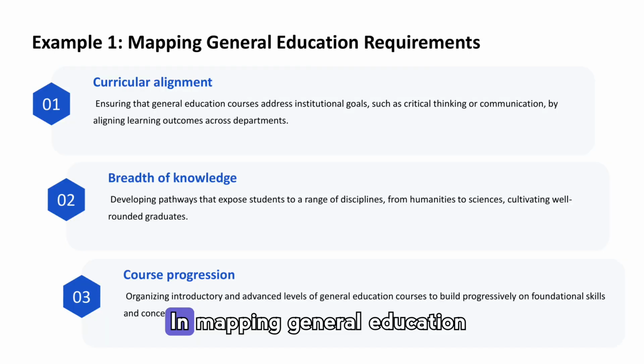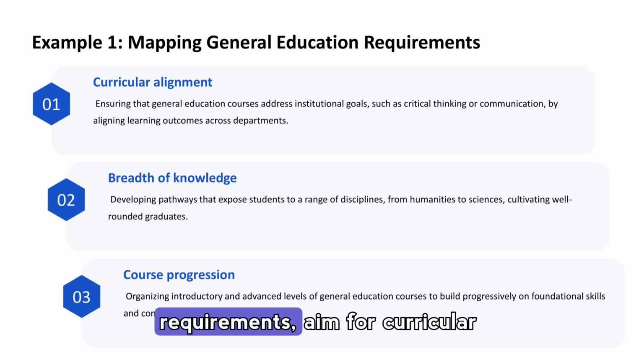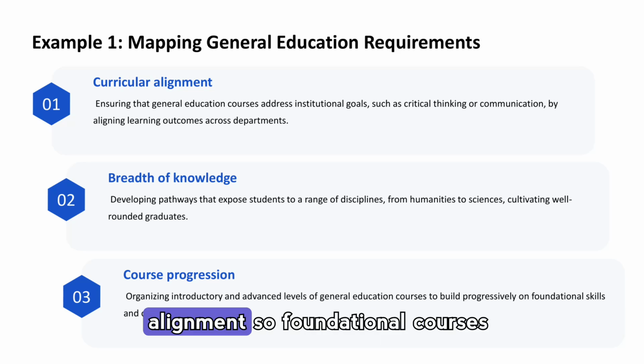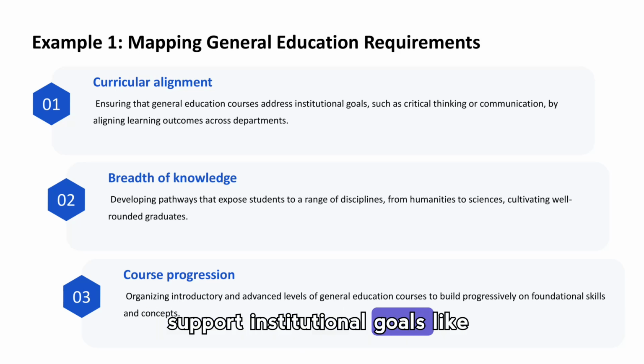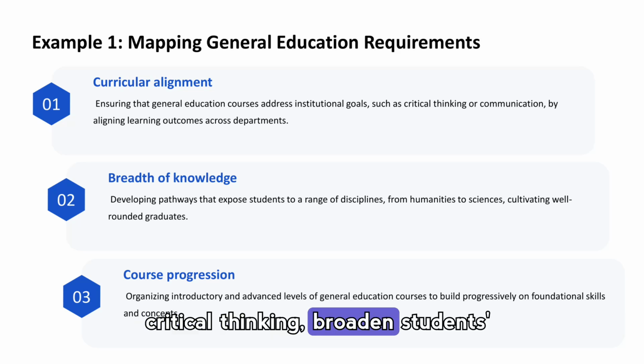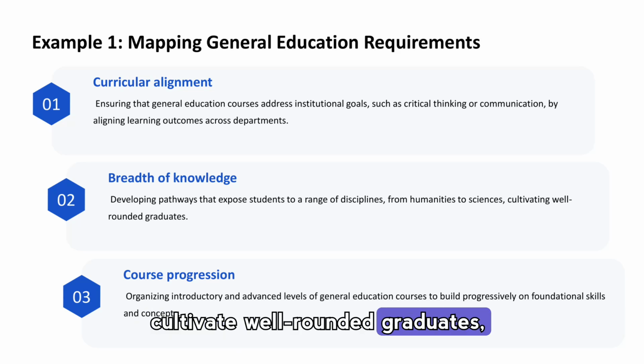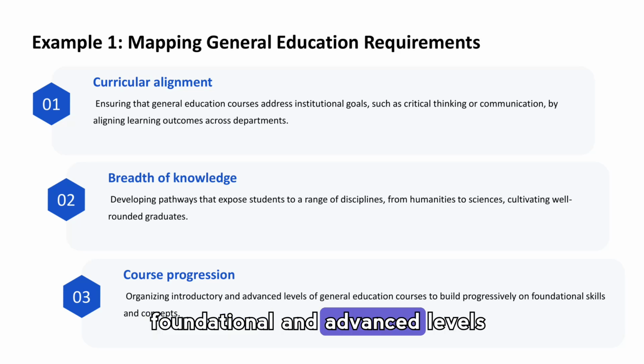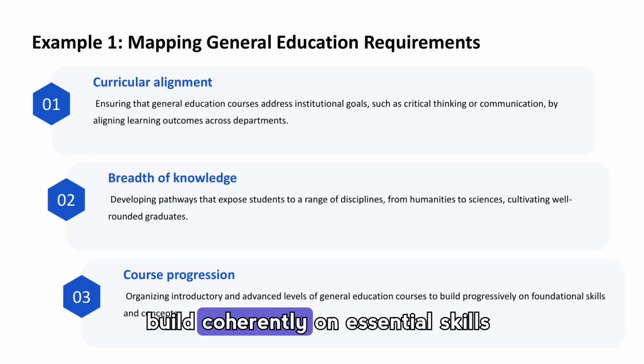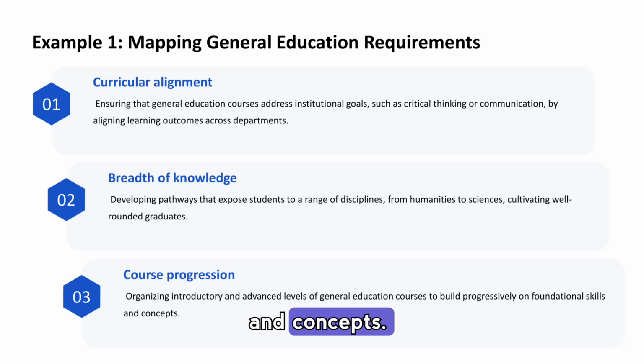meaningful learning. In mapping general education requirements, aim for curricular alignment, so foundational courses support institutional goals like critical thinking, broaden students' exposure across disciplines to cultivate well-rounded graduates, and organize course progression so foundational and advanced levels build coherently on essential skills and concepts.